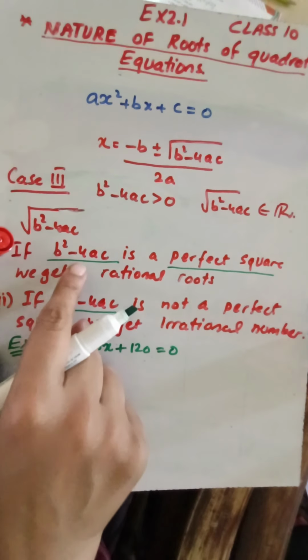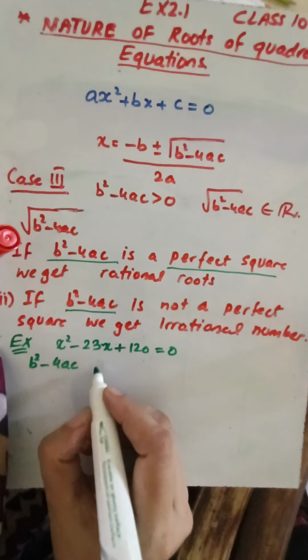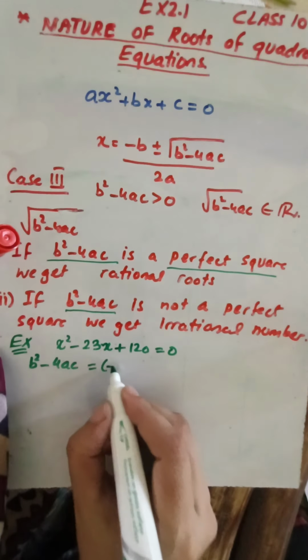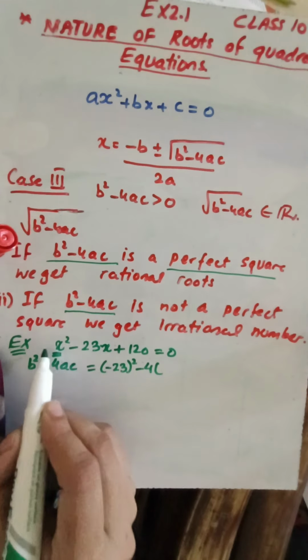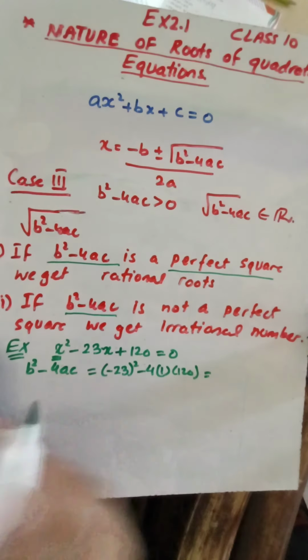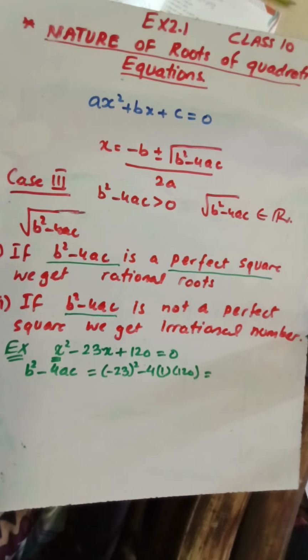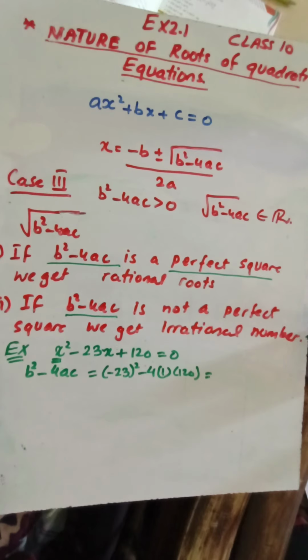First we are going to calculate the discriminant, b square minus 4ac, which is equal to b square, negative 23 square, minus 4, where a is the coefficient of x square, which is 1, and c is 120 over here. If I calculate it, we are going to get 4 into 120 subtracted from 23 square. What do we get?